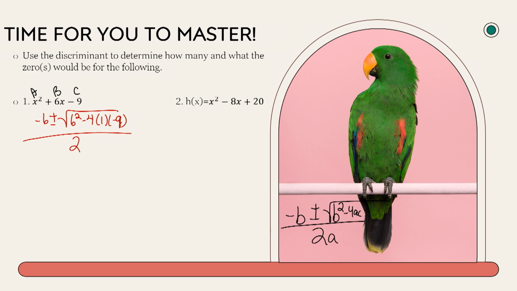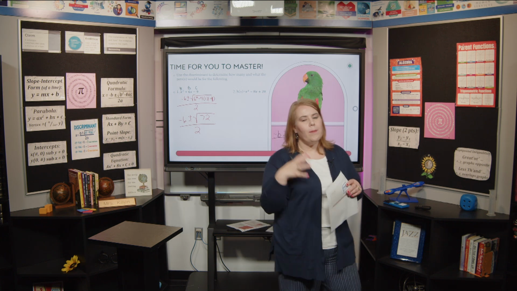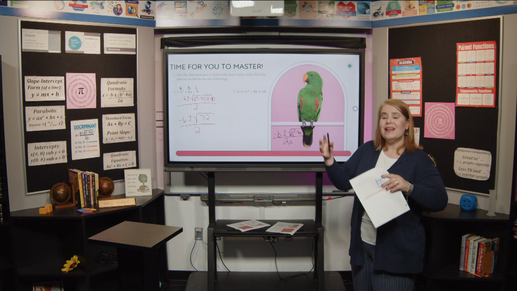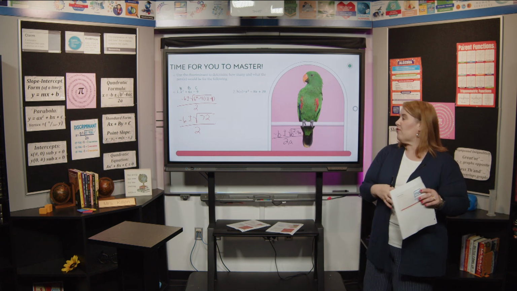I plug that into my calculator and pretty it up. And let's see what I get. So I put 6 squared minus 4 times 1 times a negative 9. And I get 72. So I've got negative 6 plus or minus the square root of 72 over 2. Now, this is where you had to pull back that information that we learned. Is 72 a perfect square? No. So then I'm going to see if I can maybe factor some things out from under that radical sign.